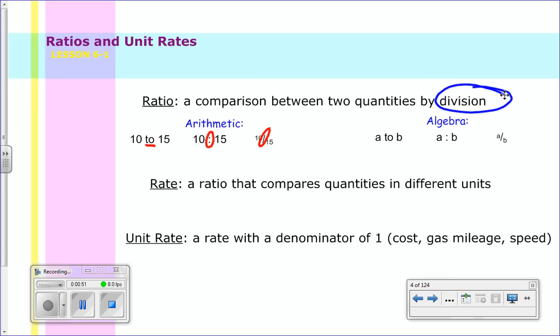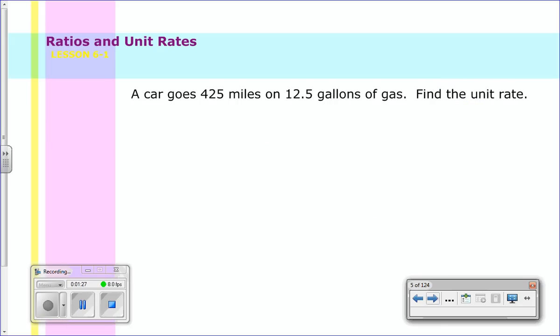And then we have a rate. This is a type of ratio that compares quantities in different units. So for example, this could be miles per gallon, right? Or cost per ounce. So there are two different quantities that you're comparing. And then finally is a unit rate. This goes along with the idea of a rate. So we're comparing two different things, but our rate needs to have a denominator of 1. So we're finding how many miles per 1 gallon of gas, how much it costs for 1 ounce, and so on. So here's our first problem.